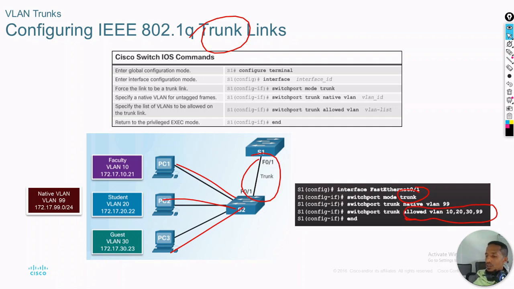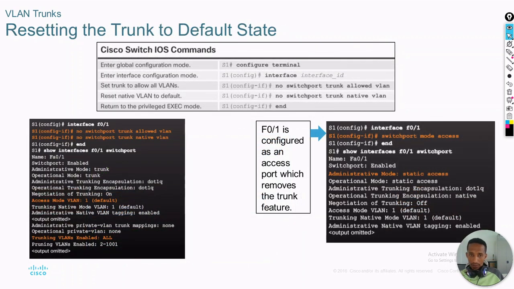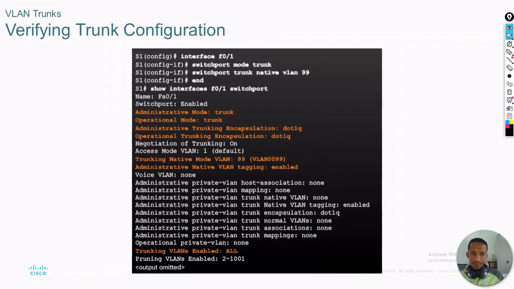So you can see here the allowed VLANs are 10, 20, 30, 99. The 99 in this case is what kind of VLAN? Native VLAN. If it is a native VLAN, it is used to carry what kind of information? Untagged information. The same configuration can be done with the previous mechanisms.